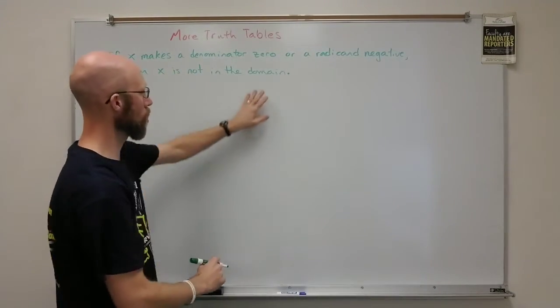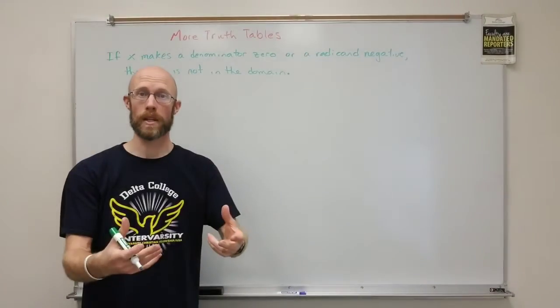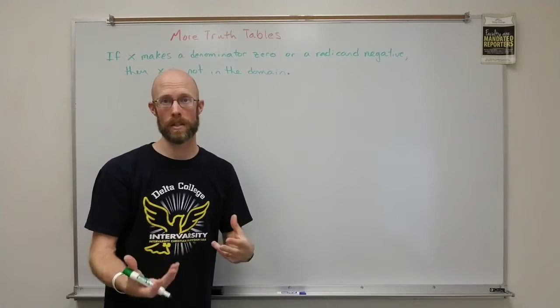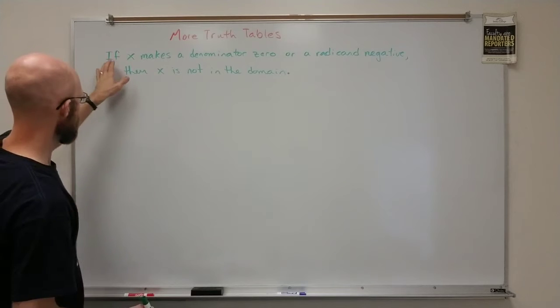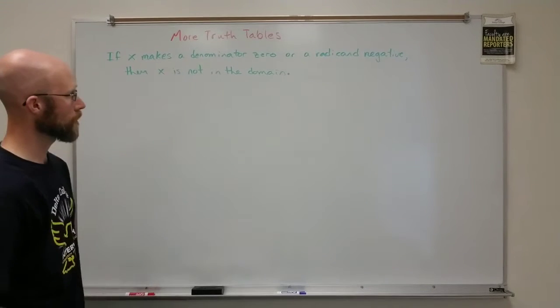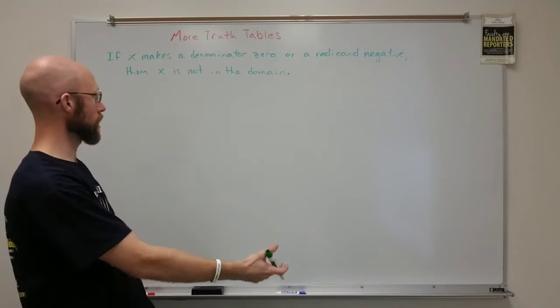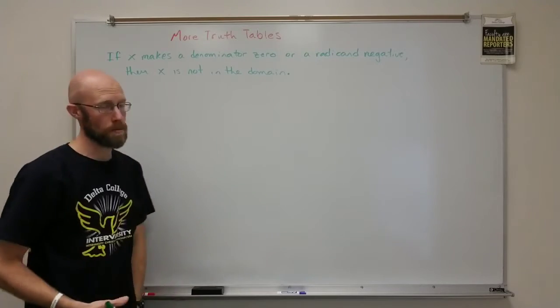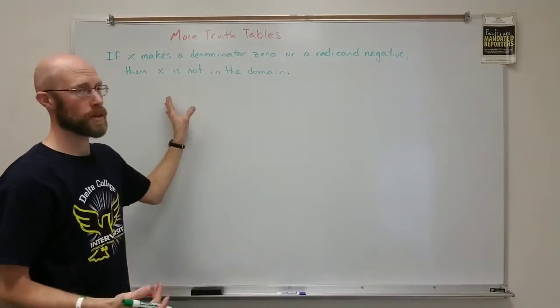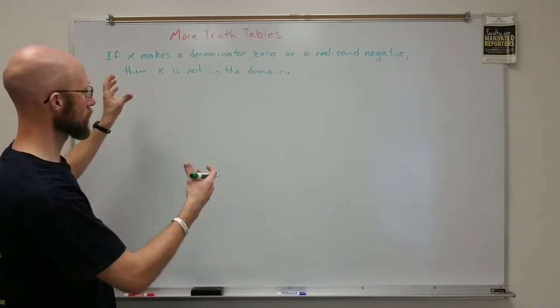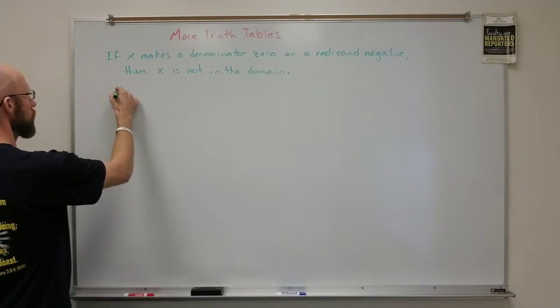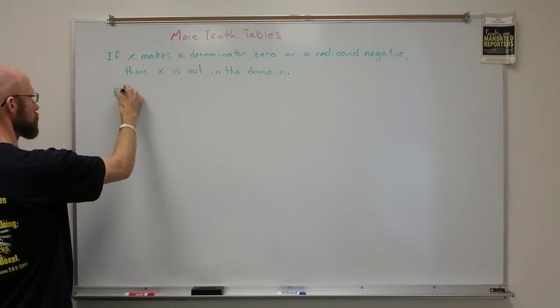The domain is all the x values that you can put in and get something valid out, get a real number out. So we say if x makes a denominator 0 or a radicand negative, then x is not in the domain. Now how do I translate that and look at truth tables? Well, first of all, I have to break it down and put it into symbolic form.